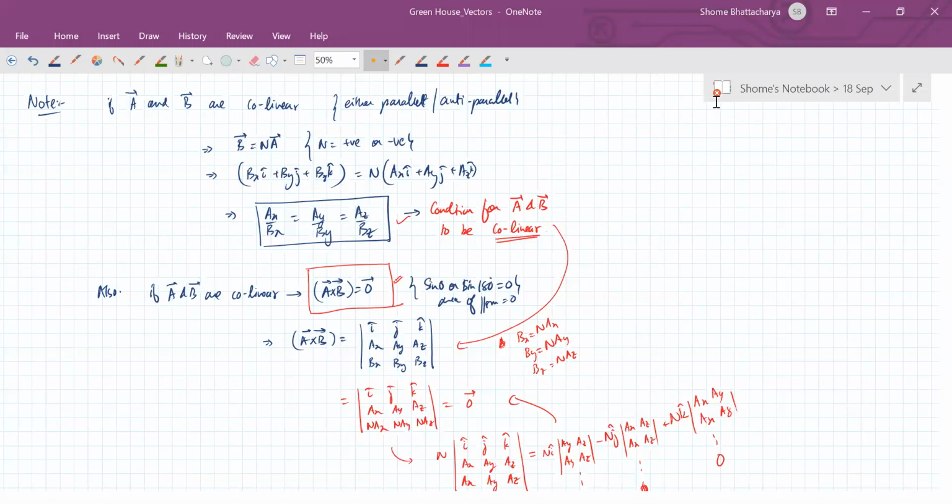N is some scalar. That is the condition for two vectors to be collinear: one vector is a multiple of the other vector. If n is positive, it's parallel. If n is negative, it is anti-parallel. The superset of parallel and anti-parallel is collinear, lying along the same line.